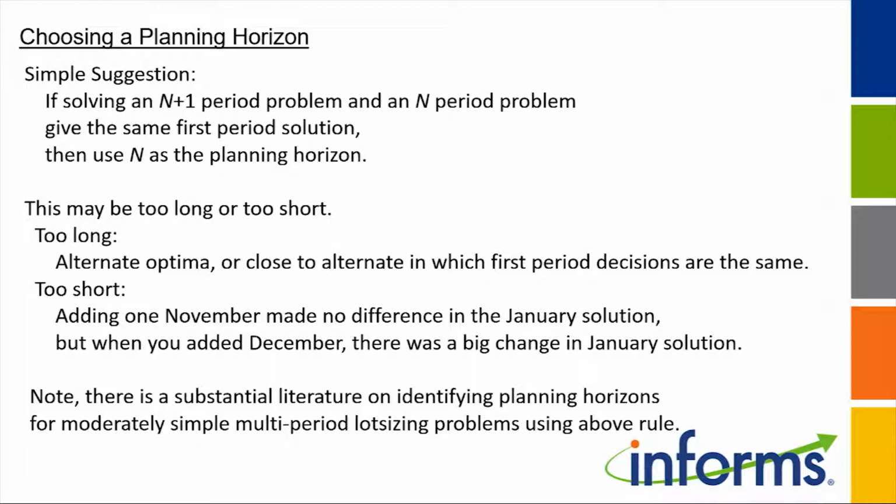Now for the simpler problems, the lot sizing kinds of problems, there's a substantial literature on identifying planning horizons, and they're all based on this sort of December effect, in that there typically is a period in your demand where things drop off, and as long as you cover at least one of those in your planning horizon, you're probably okay.